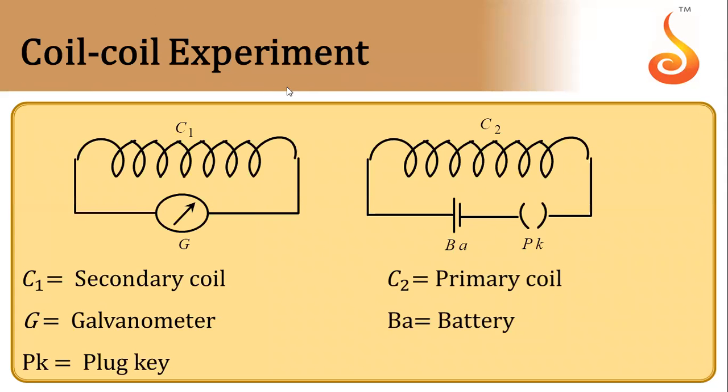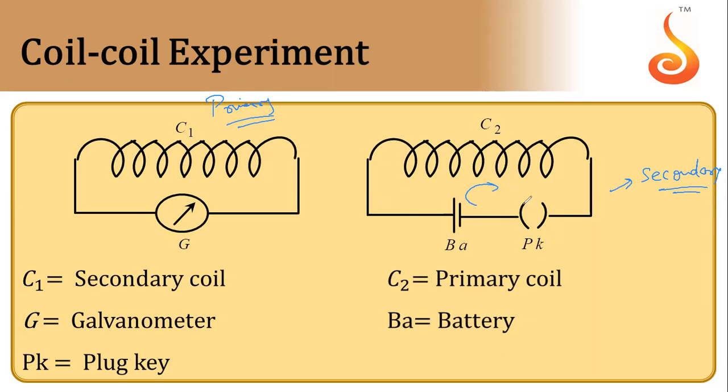In the coil experiment, two different coils were taken. In this one we have attached a galvanometer. Here a battery has been attached, so some current will start flowing once this key is connected. This is your secondary coil, and this one is the primary coil. As you can see here, there is a plug key. Once you close the key, some current will start flowing.